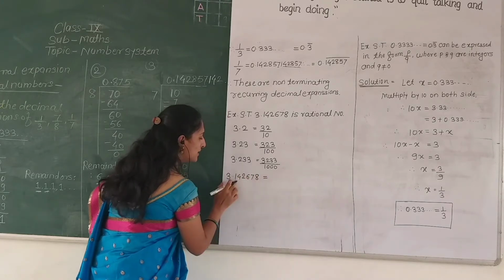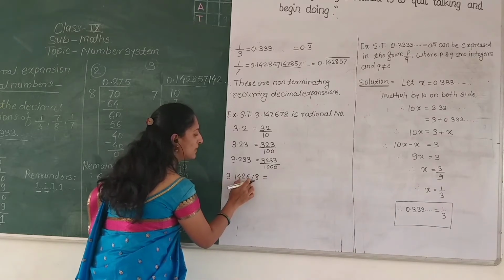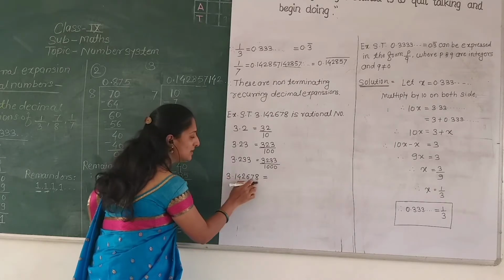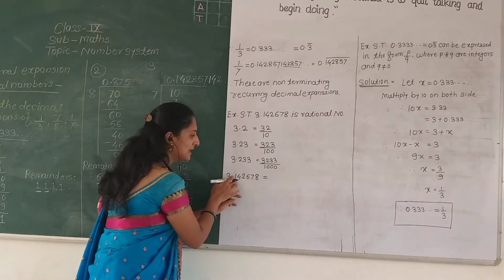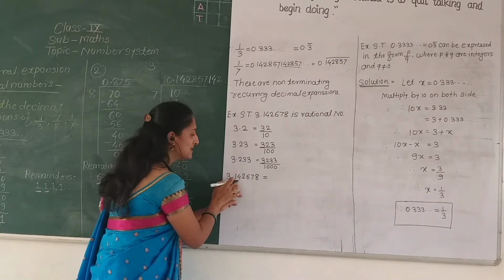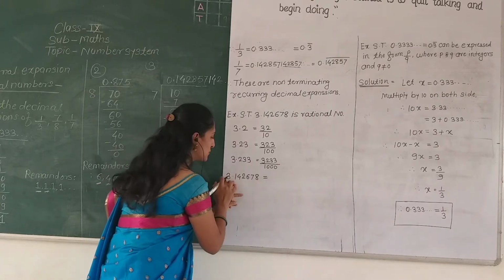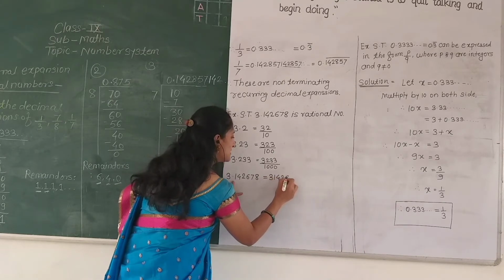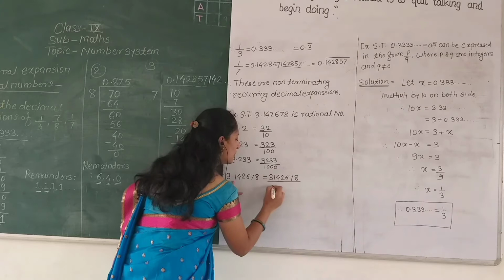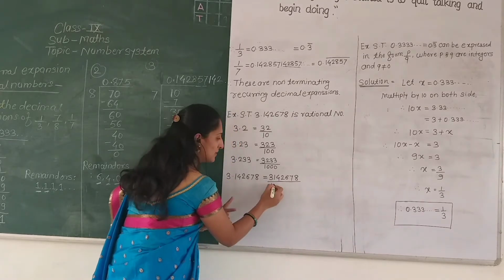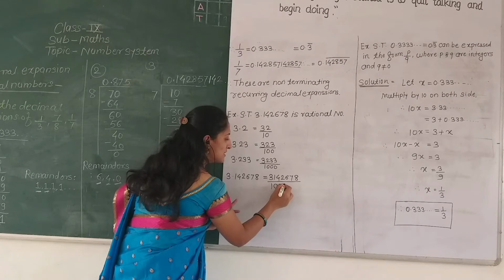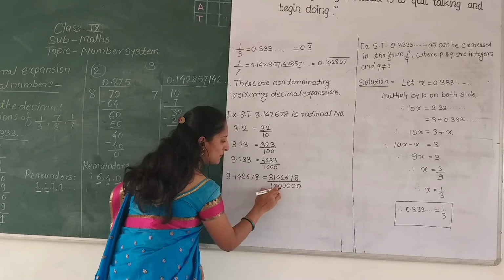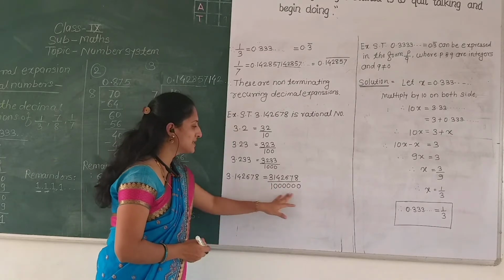So same way we can write this number 3.142678. Now there are 1 2 3 4 5 and 6 digits after the decimal point. So in the denominator we can place 6 zeros on 1. Okay. So we can write this number as 3142678 upon 1 0 0 0 0 0 0. Now count the zeros. 1 2 3 4 5 6. Okay. There are 6 zeros on 1.